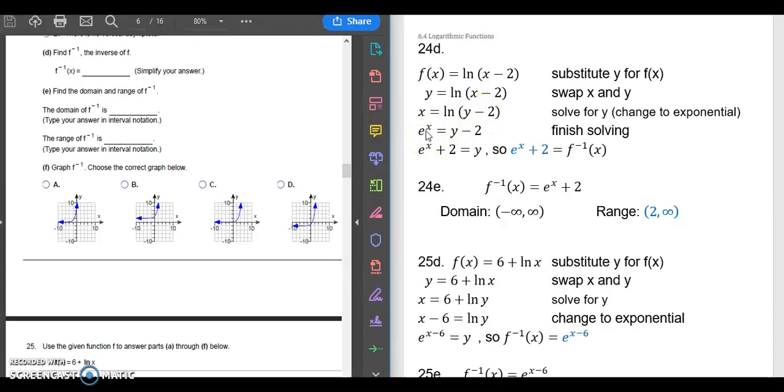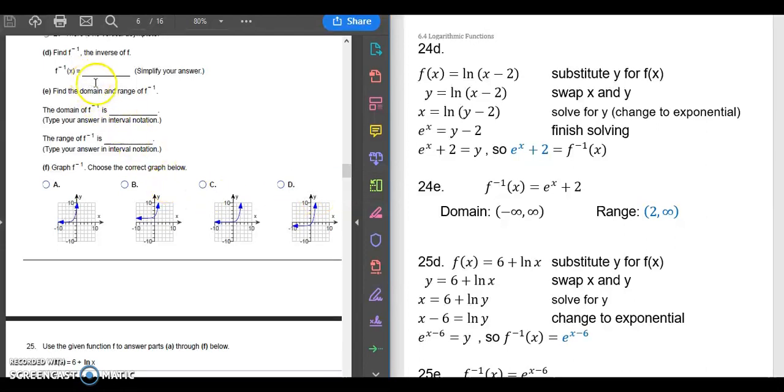So we'll have e raised to the x power equals y minus 2. Again, we're solving for y, so now we can add 2 to both sides, and we'll have e to the x power plus 2 equals y, and that will give us our inverse function, which will be e raised to the x power plus 2. So now we have an exponential function that is shifted up 2 units.